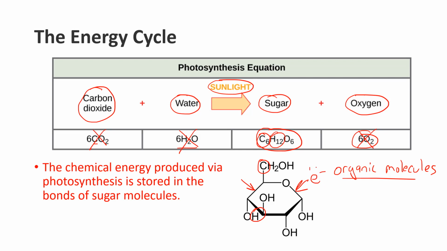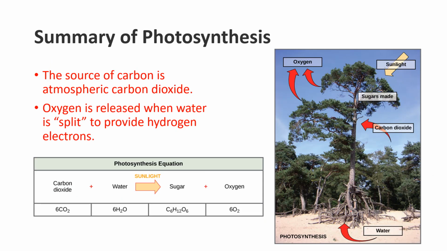So they're excited high energy electrons in here. And the energy that went into exciting those electrons, can you guess where that energy came from? It came from the sun, right? It came from the sun. So the source of the carbons here that are used to make glucose and the other organic molecules that are produced by photosynthesizers like these trees here, that source of carbons is carbon dioxide.